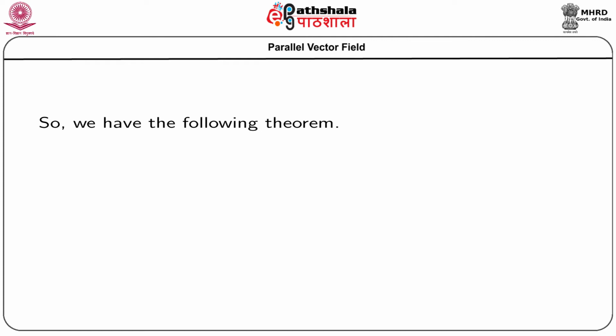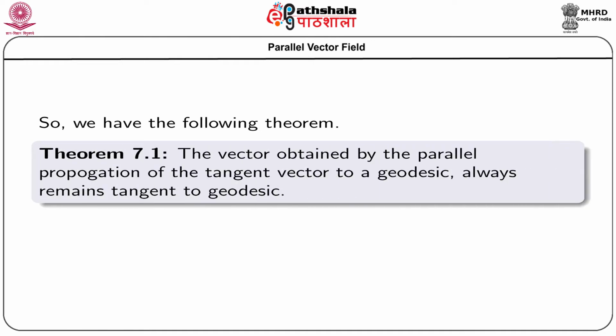So, we can state the following theorem: the vector obtained by the parallel propagation of the tangent vector to a geodesic always remains tangent to the geodesic, because del A alpha del s equal to 0 gives us the parallel vector field. That means the tangent vector is parallelly propagated along the geodesic.